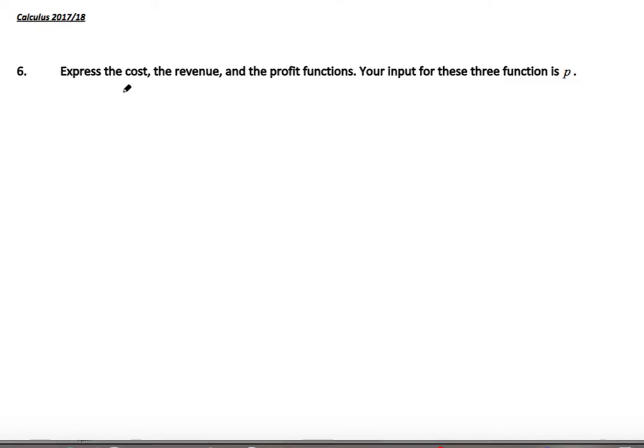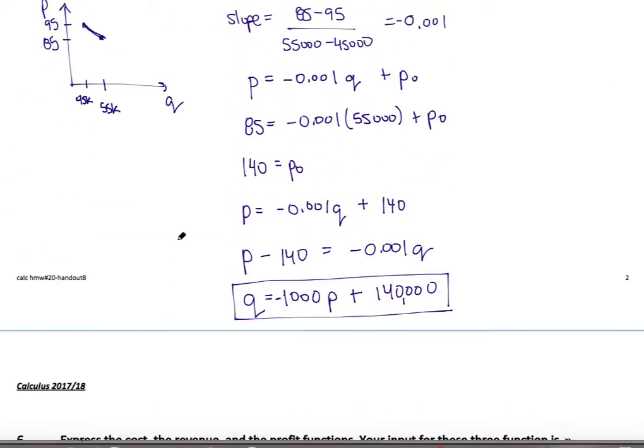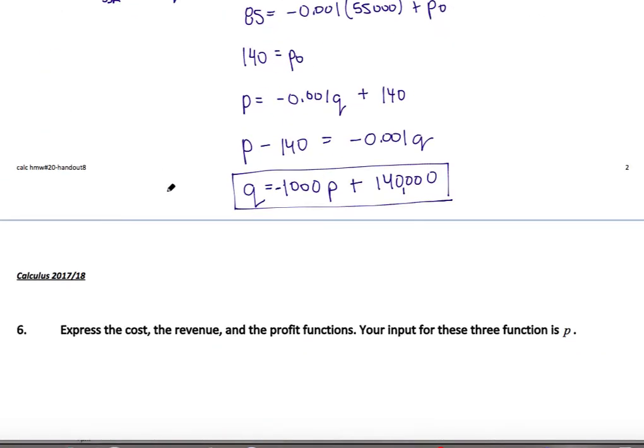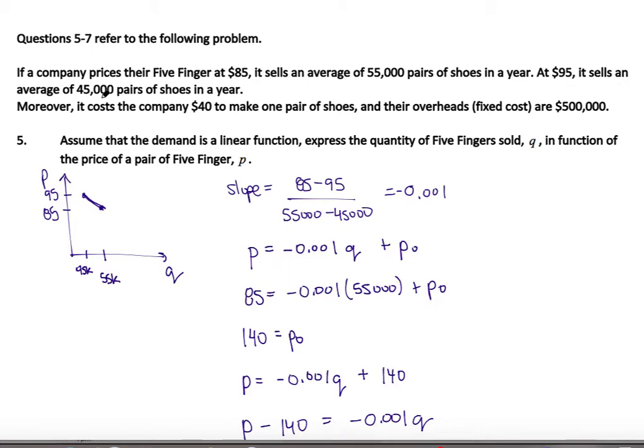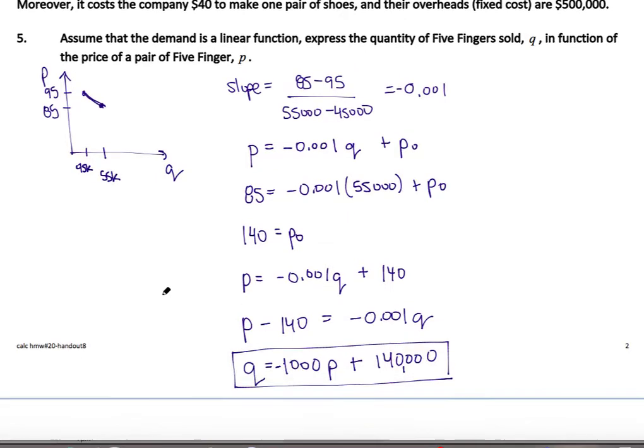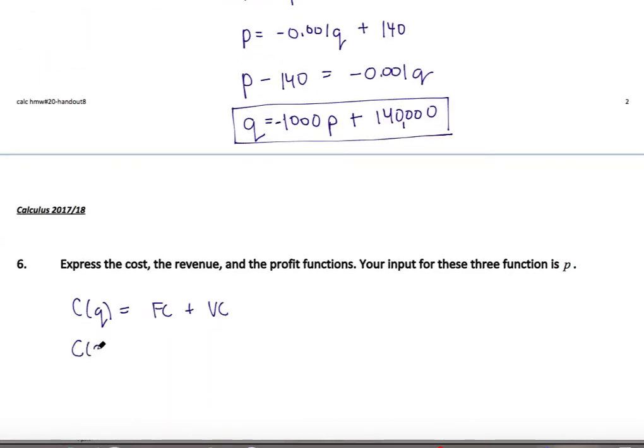So for 6, we're expressing cost, revenue, and profit functions. Now our input is price, so we have to be careful here. Cost as a function of quantity is going to be fixed cost plus variable cost. So we have to go up here and say, all right, our fixed cost is 500,000, and it costs $40 to make a pair of shoes. So our cost as a function of quantity is going to be 500,000 plus 40 times the number of shoes.